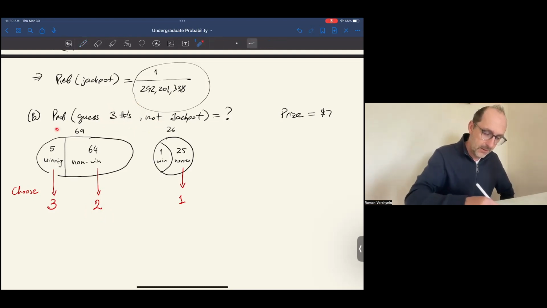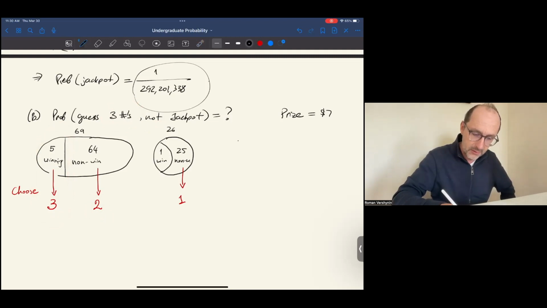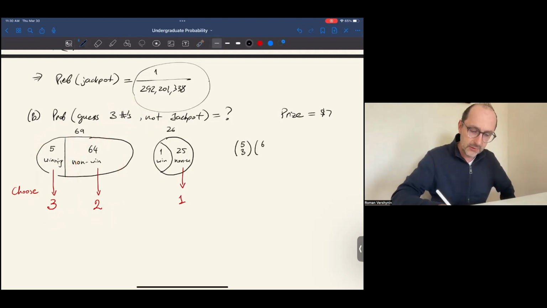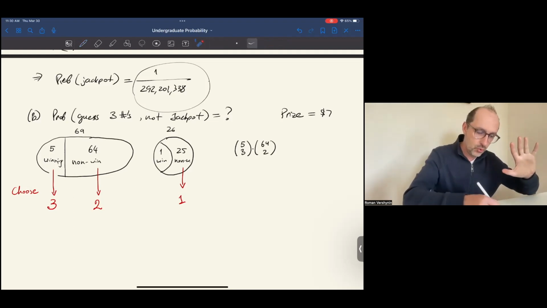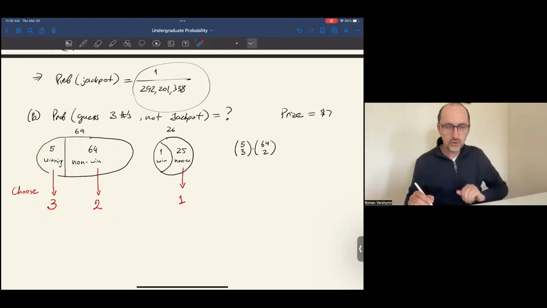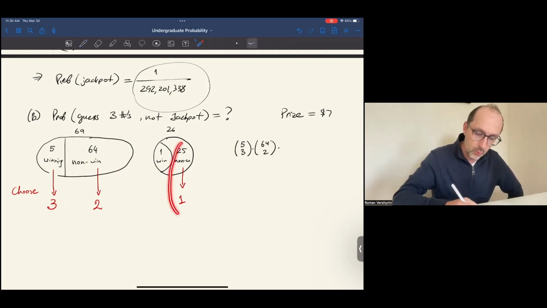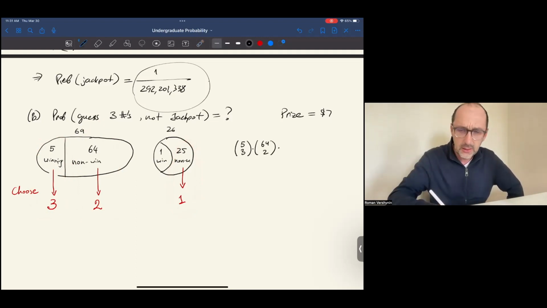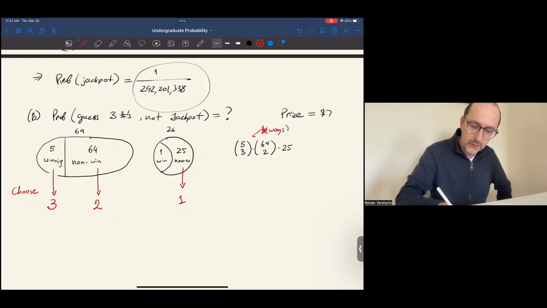First of all, how many ways are there to choose the 3 winning numbers from 5? That's 5 choose 3. How many ways are there to choose 2 non-winning from the 64? That's 64 choose 2. And we multiply these numbers together, because for any choice of the winning numbers, we still choose 2 non-winning in this many ways. And furthermore, we need to choose 1 number from the 25 non-winning Powerballs. And this is easy. 25 choose 1, but I can just write 25. We know it's 25 ways to choose that 1 number.